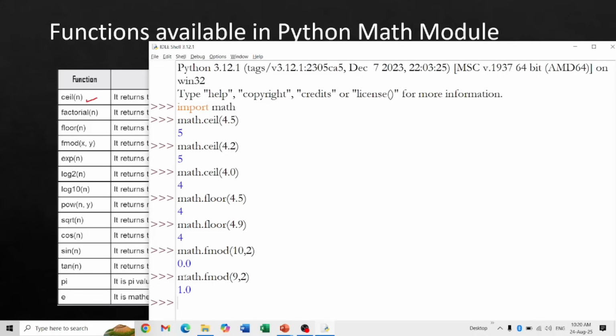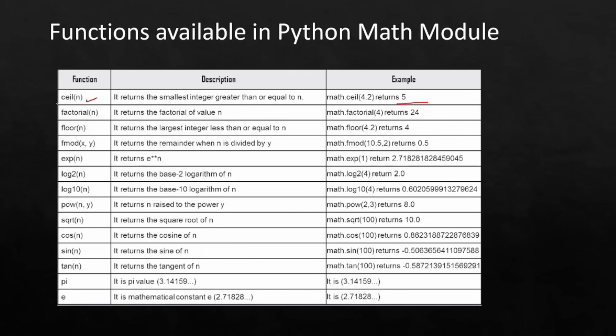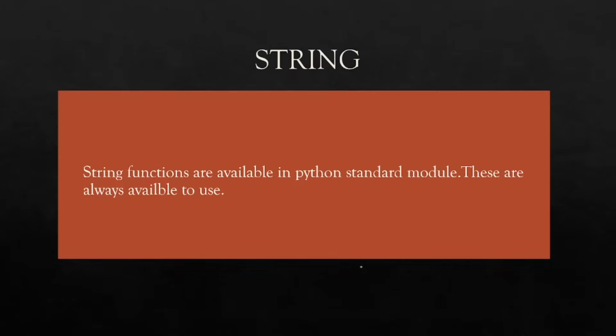The remainder is 1, so 1.0 you will get as the answer. Next, exponential, logarithm, power, square root, cos, sine. All these you can generally remember, but very important functions are ceil function, floor function, fmod, power, and sqrt. For power, you have to remember that pow(2, 3) is nothing but 2 to the power of 3.